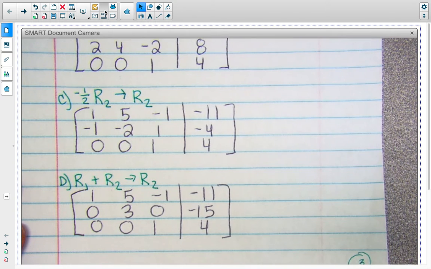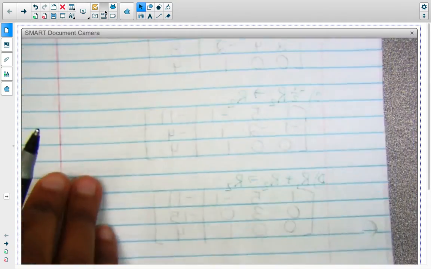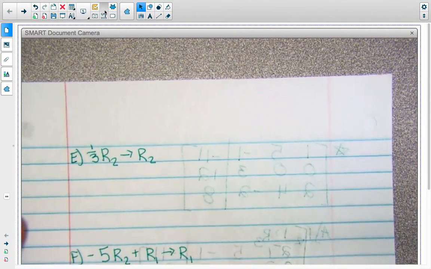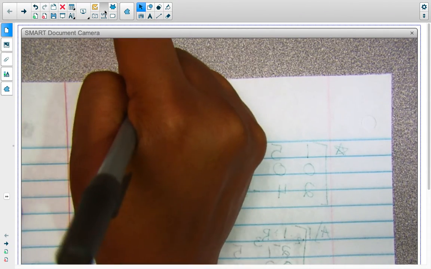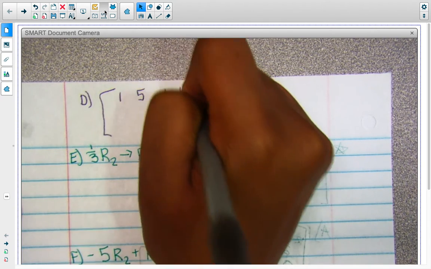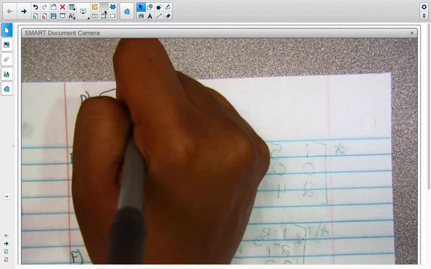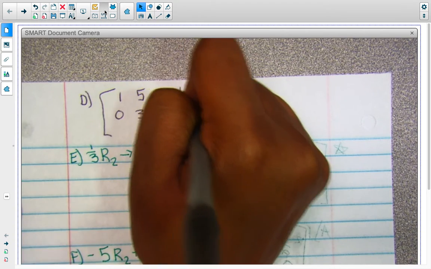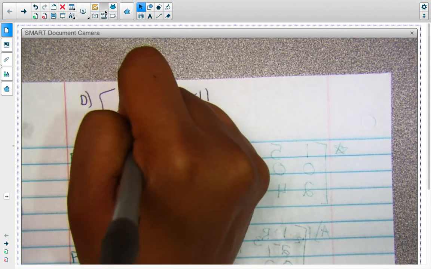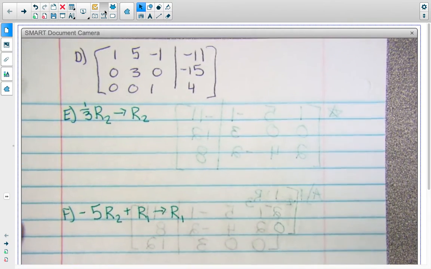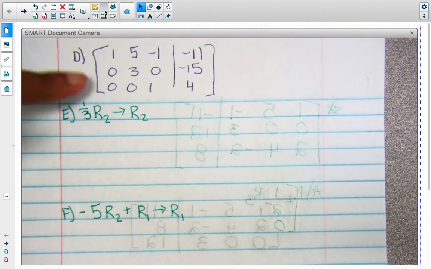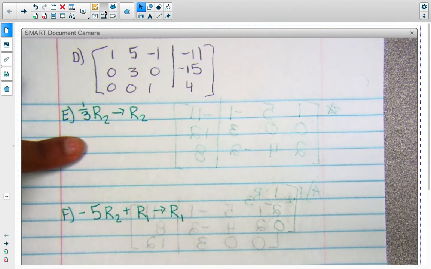I got a couple more I want to practice just so we can make sure we can get our different rows and things together. Let me recopy our answer from part D so that we'll have that to look at. So from part D, we got 1, 5, -1, -11, 0, 3, 0, -15, 0, 0, 1, and 4. So that's what we already had on the front side of the paper. I just want to keep that there so that we can visually see how to do this one.